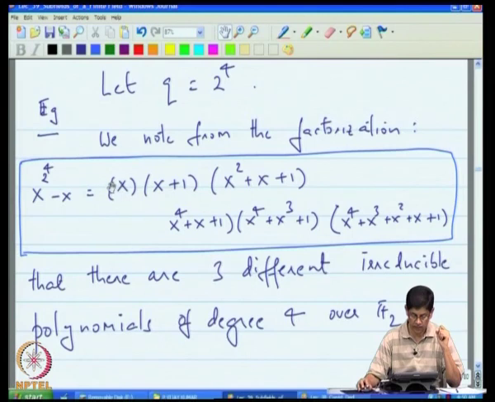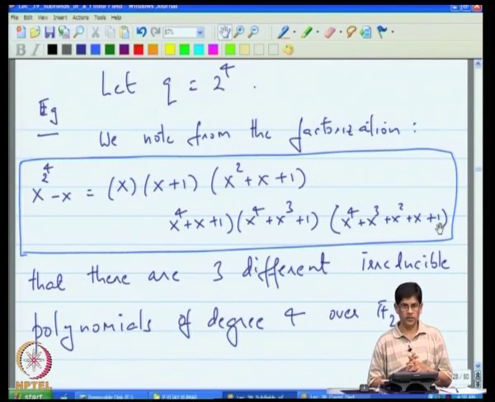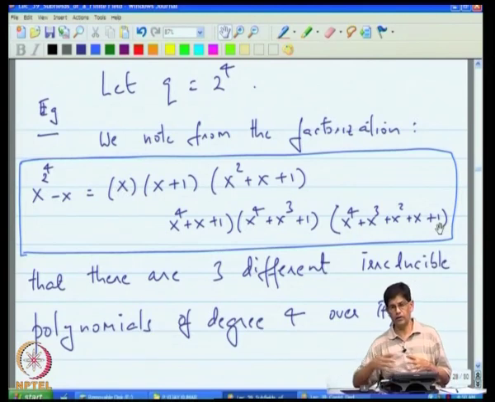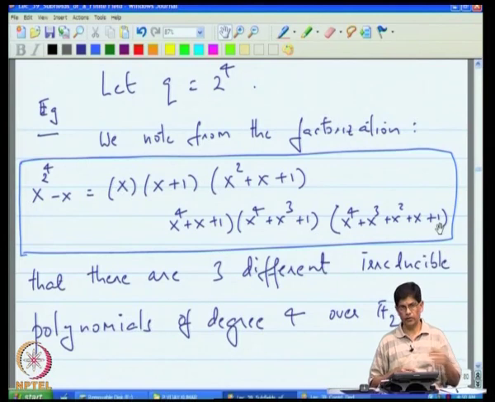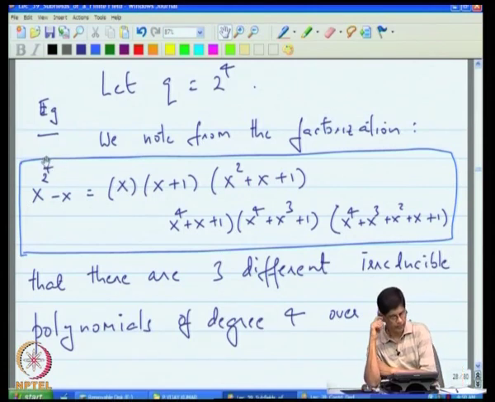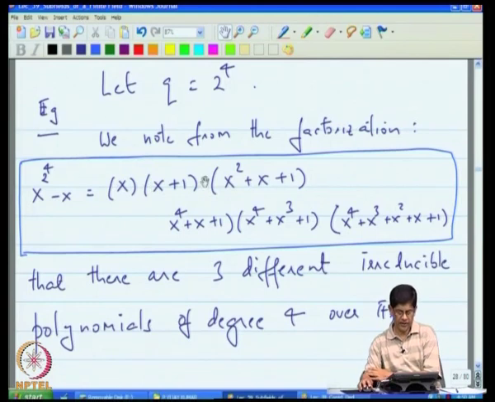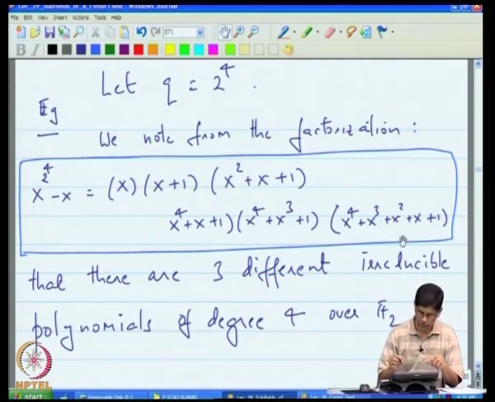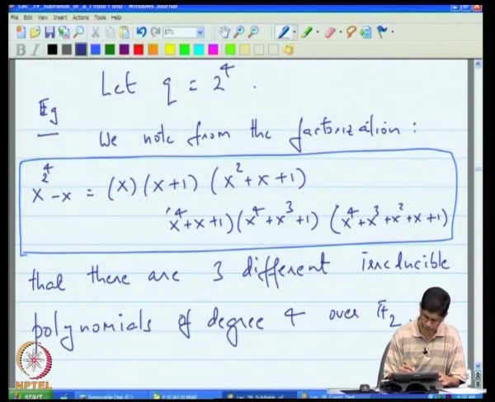So that means that all the irreducible polynomials of degrees 1, 2 and 4, because 1, 2 and 4 are the only divisors of 4, all appear here. There are no other irreducible polynomials. So it is interesting that by factoring a single polynomial, you can with finite fields recover all irreducible polynomials whose degree divides the exponent here, that is 4. Thus, in particular there are 3 different irreducible polynomials of degree 4, and those are these 3.